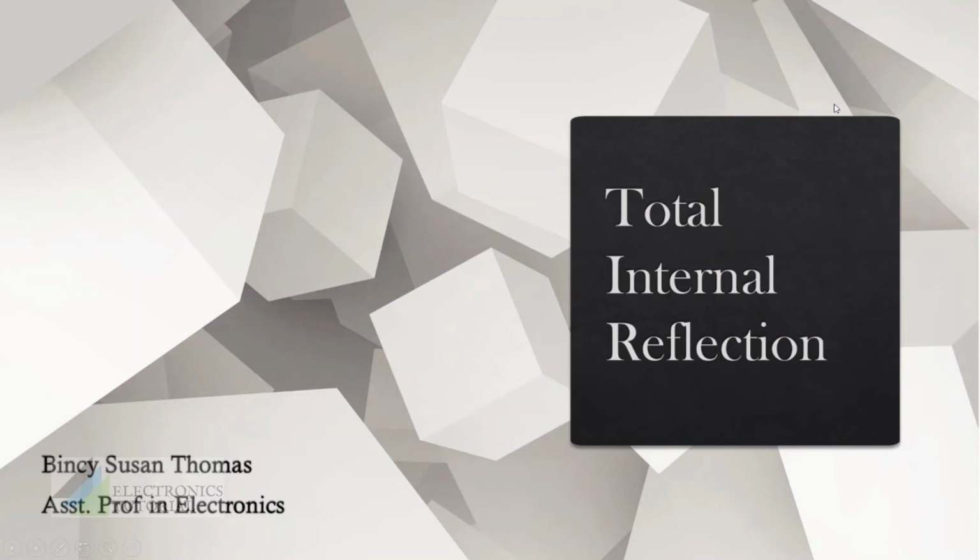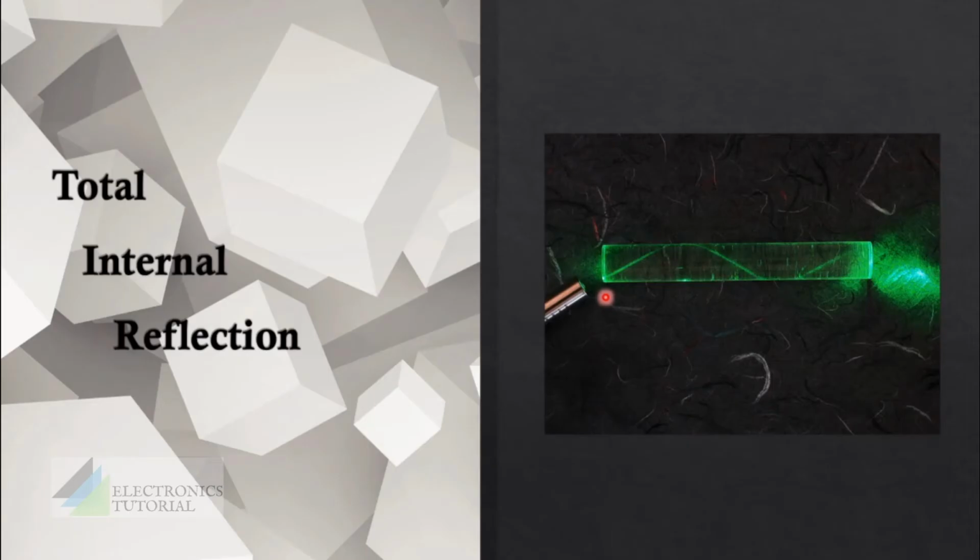Hi. Today we are going to discuss an important property of light beams, total internal reflection. This picture explains this property. From an optical source, light beams are focused onto this, and the light beams travel from one end to the other end following a particular pattern. You all might have seen such a pattern of light. Let's discuss how this pattern is formed.